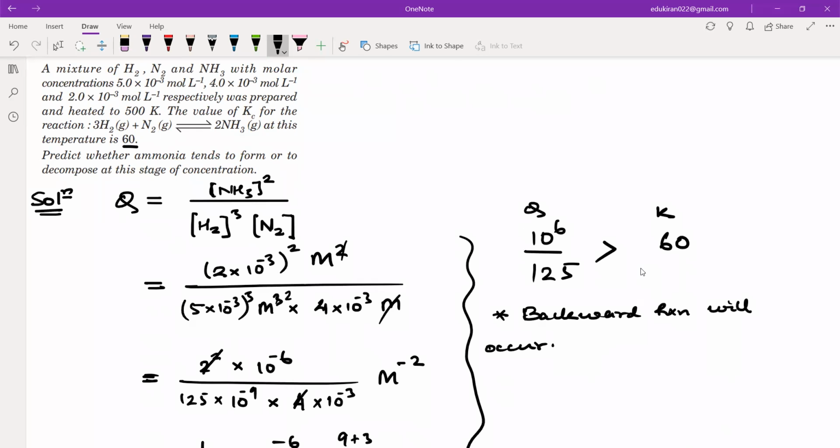And what will be formed? Predict whether ammonia tends to form or to decompose, and hence ammonia will decompose.